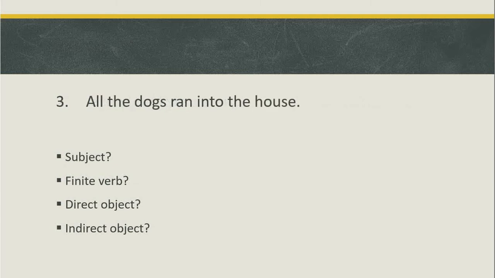Last example, all the dogs ran into the house. Ran is the verb. Who or what ran? All the dogs. So the subject is all the dogs. Now let's check. Is there a direct object? So I go ran, who or what? Into the house does not answer who nor what. So there's no direct object. To whom, for what? Into the house. That doesn't answer any of those questions either. So there's no indirect object either. Into the house, by the way, is an adverbial phrase of place.